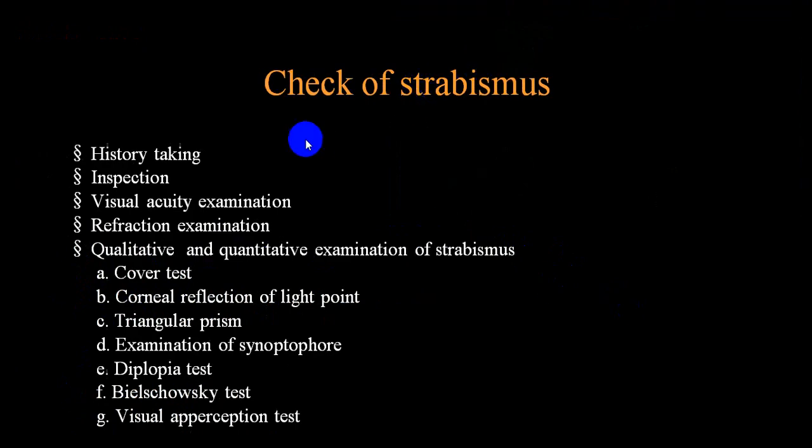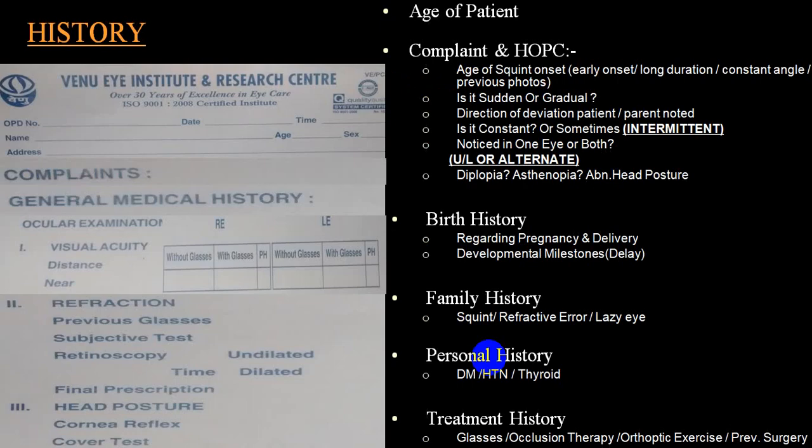So while checking for strabismus, history, inspection, visual acuity, refractive error, and then you can go for the cover uncover test. Then you can go for examination, complete eye examination, diplopia test, triangular prism test, etc. All those should be examined. I am not an expert in that field. Some ophthalmologists can explain it to you nicely.